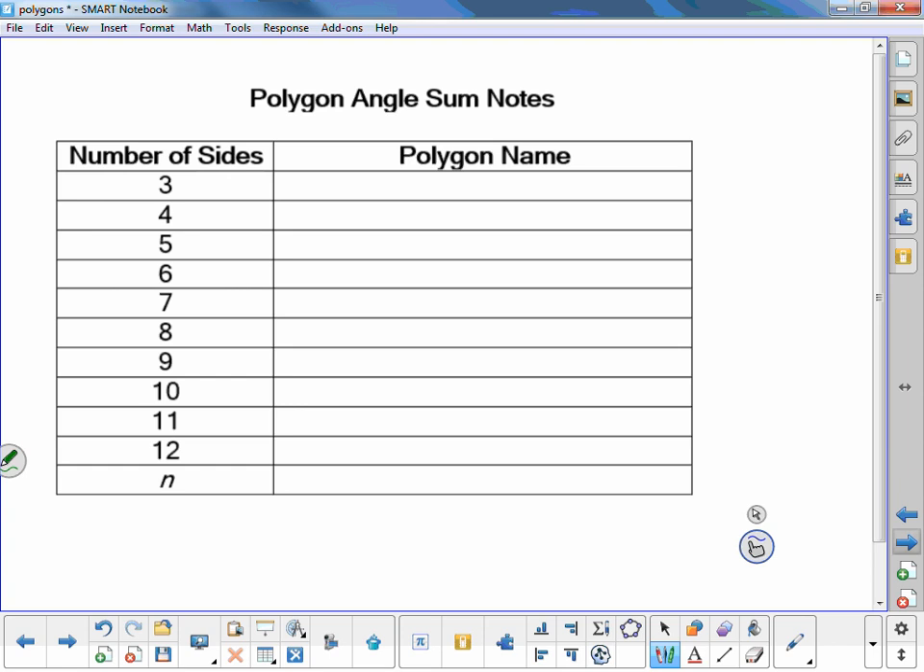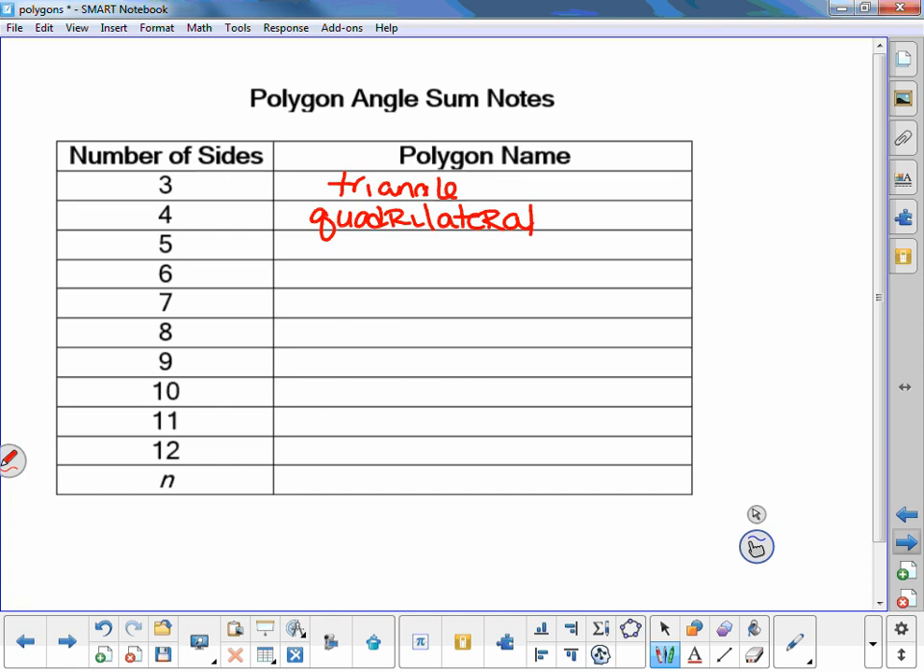Now we need to go over some of the names of polygons. This should be a review, so I'm just going to go very quickly with this. A three-sided is a triangle. Four sides is called a quadrilateral, not a square, because a rectangle, whoops, let me erase that. Quadrilateral. Okay?